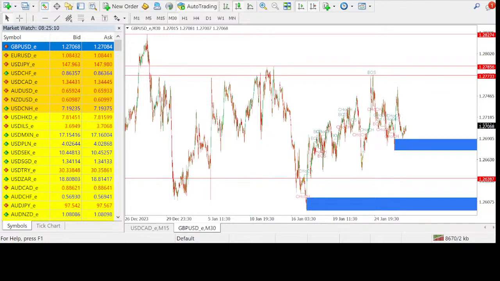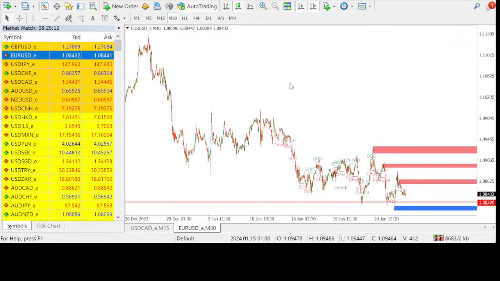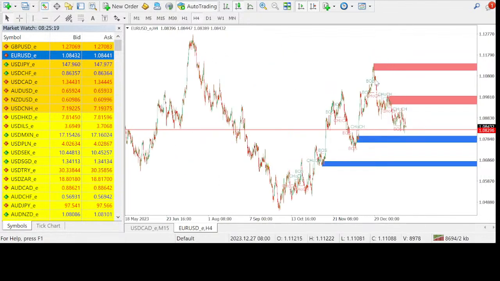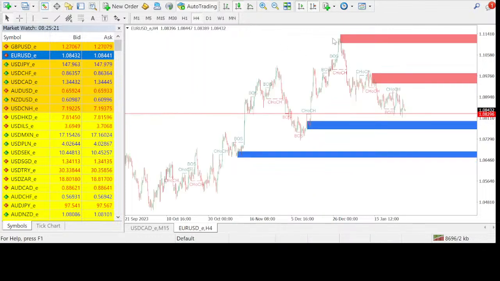The other chart I want us to have a look at is Euro USD. With the Euro USD so far, we have a very good resistance here. This is a very good resistance zone. We have resistance. We have a very good support here. We have another very good support here.